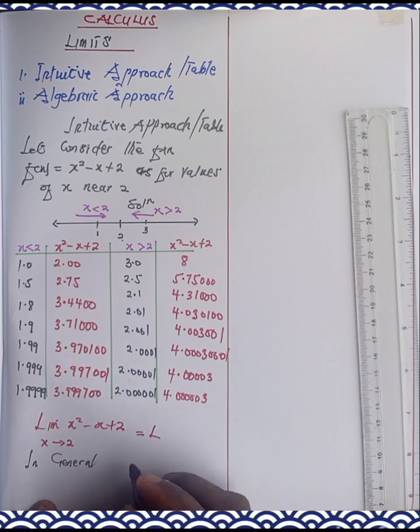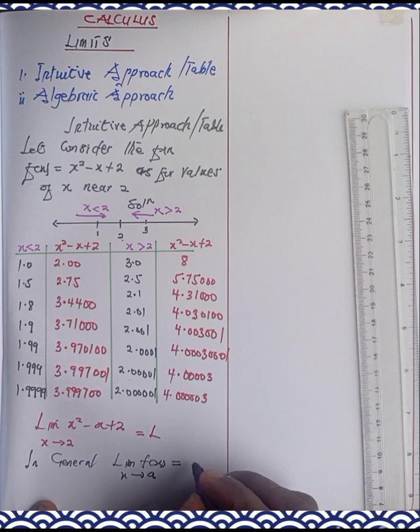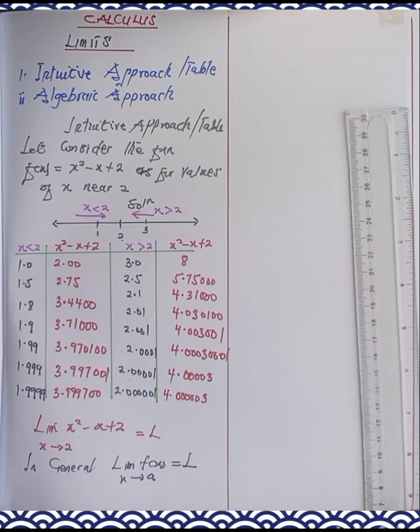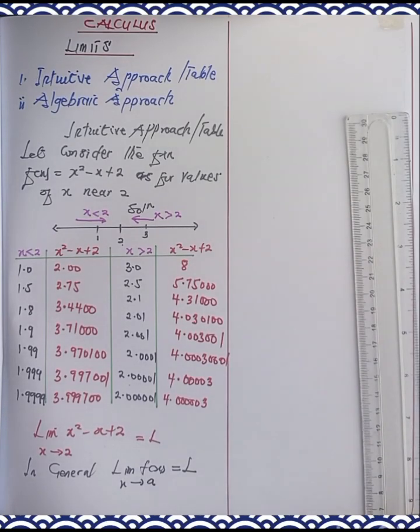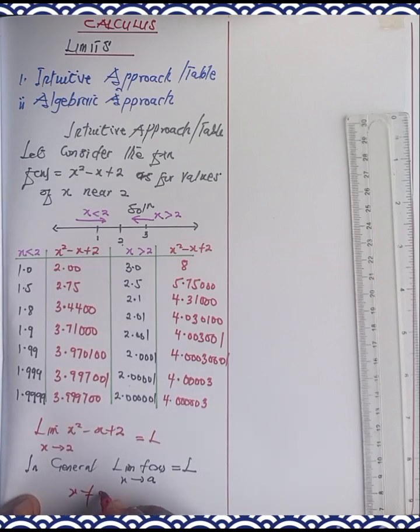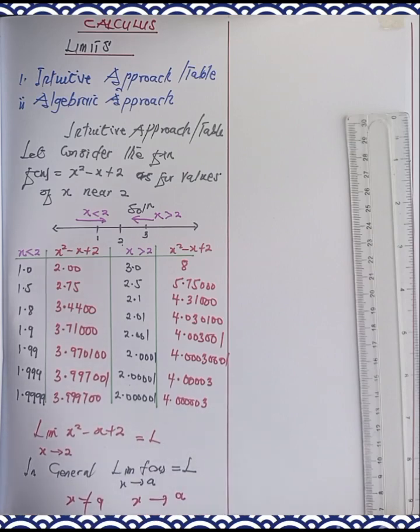Now generally we can say that the limit of the function f at x as x approaches a, where a is the value x is approaching, is equal to what? The limit. So in summary, in finding the limit of a function as x approaches a, we never consider x being equal to a. X should never be equal to a, but we can make x get closer and closer to what? To a. That is the limit of a function.